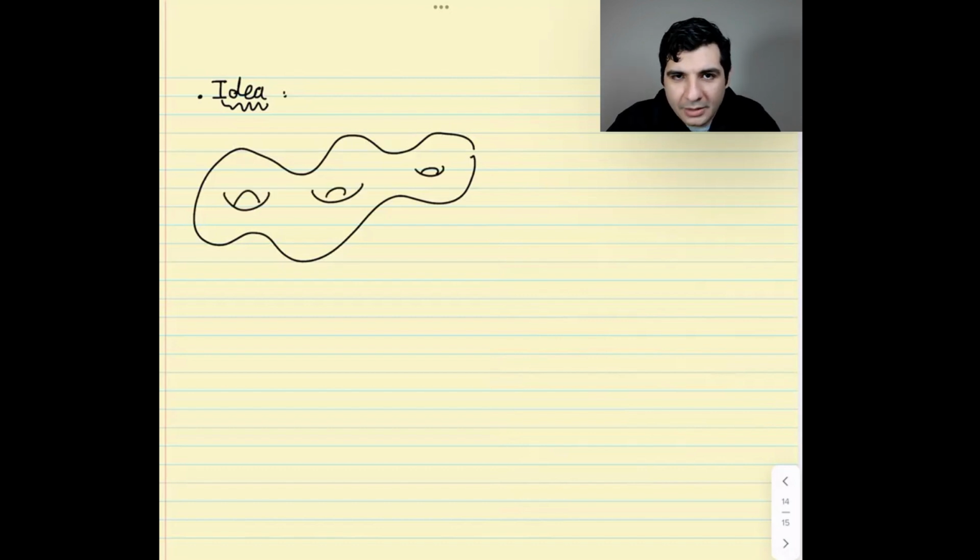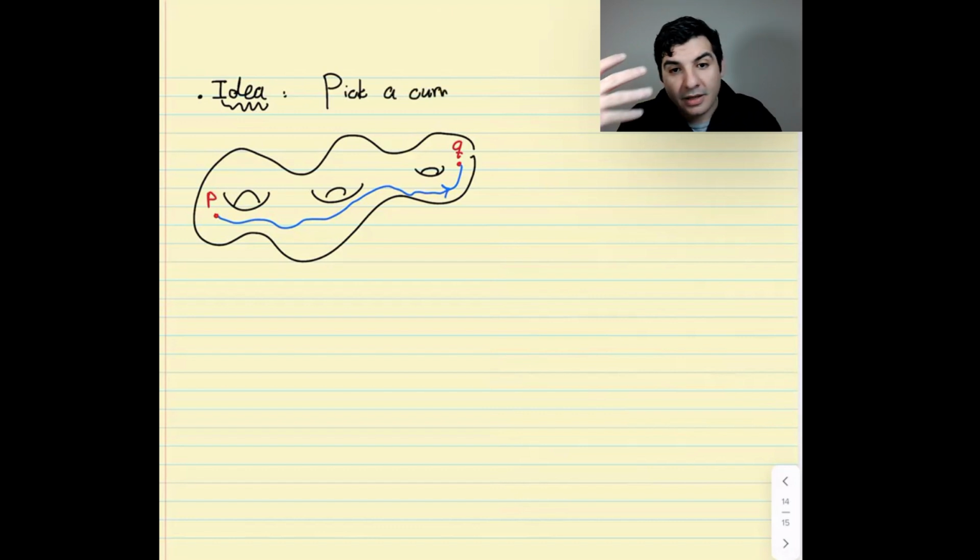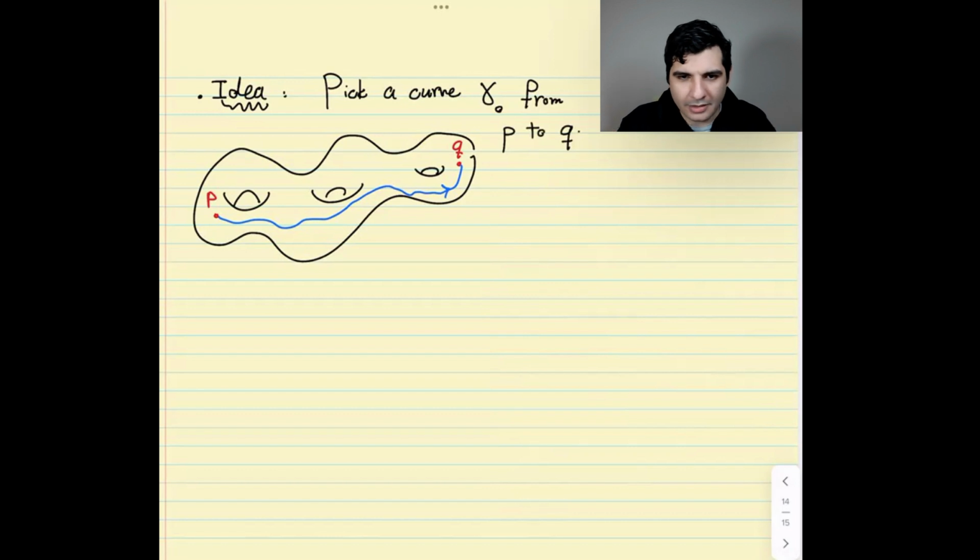So I want to show for any P and Q in any homotopy class, there is a shortest geodesic connecting them, which is essentially equivalent to this statement in Euclidean geometry that for any 2 points we have a straight line connecting them. So the idea is to pick any curve in the given homotopy class you want. Let's denote that with gamma naught from P to Q. It's a curve connecting them. The manifold is assumed to be connected. It doesn't have to be a geodesic. Just pick any curve you want.